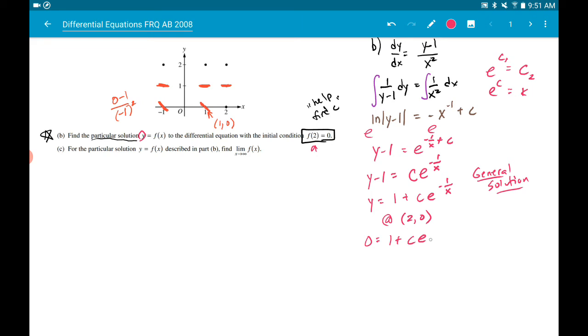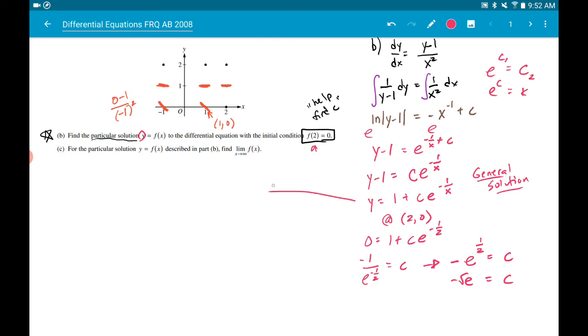and I plug in, what would that be? Negative 1 over 2. If I solve for c, I would have negative 1 divided by e to the negative 1/2. And that looks messy to me, so I could rewrite this as negative e to the positive 1/2. So I'm using some properties of exponents. You could also think of this as negative square root of e if you wanted to.